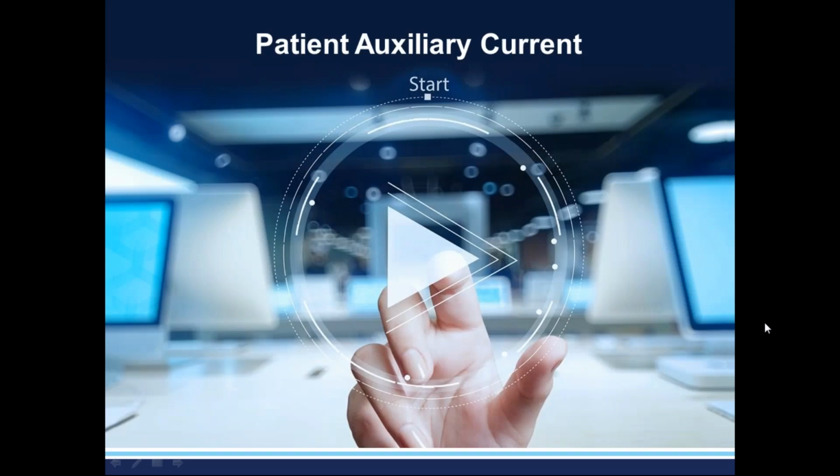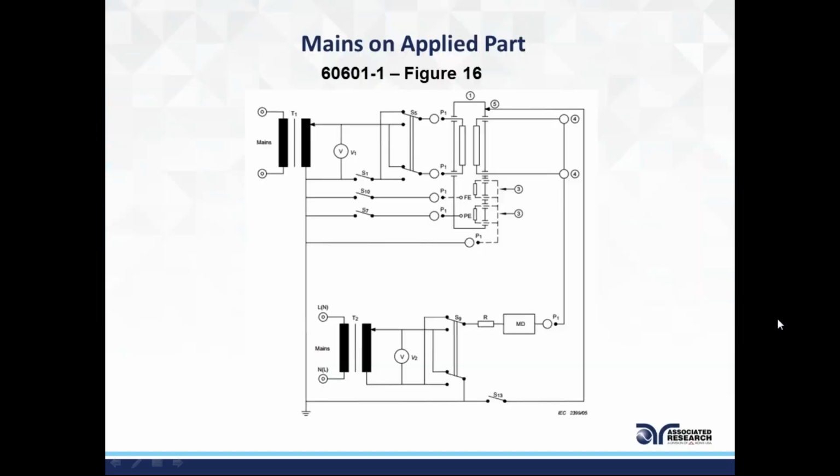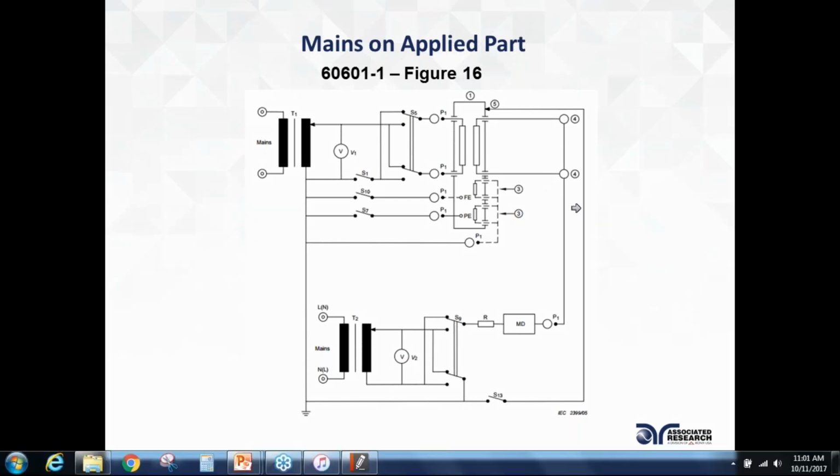All right, so that was the patient auxiliary leakage current, and then it gets us to the main focus of what an additional requirement is, the mains on applied part. Now this is a really complex test where it requires you to apply line voltage to your applied part. Again, your applied parts are these 2 things here. So you have this device under test, which is your medical device. You have this and this as an applied part that's going to be connected to a patient.